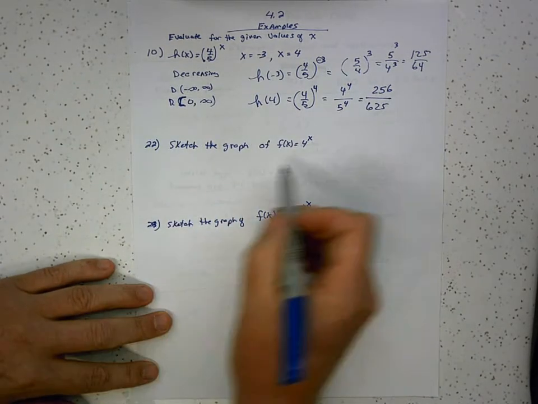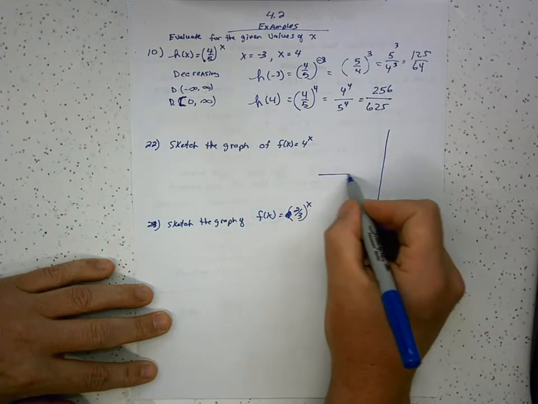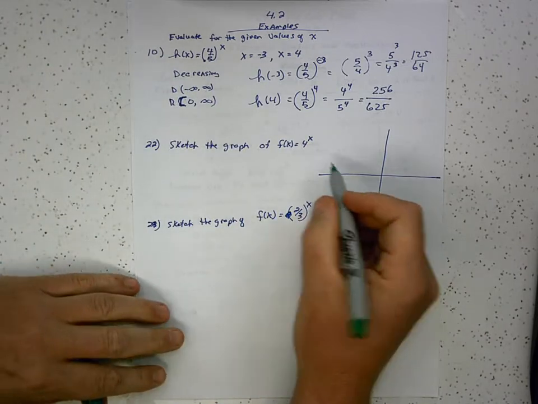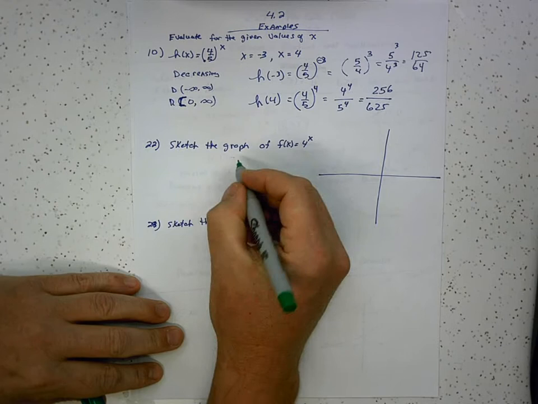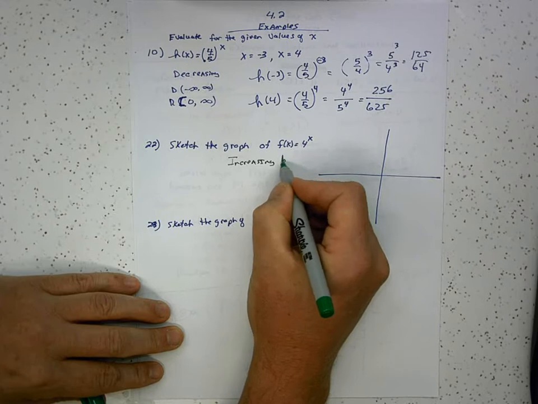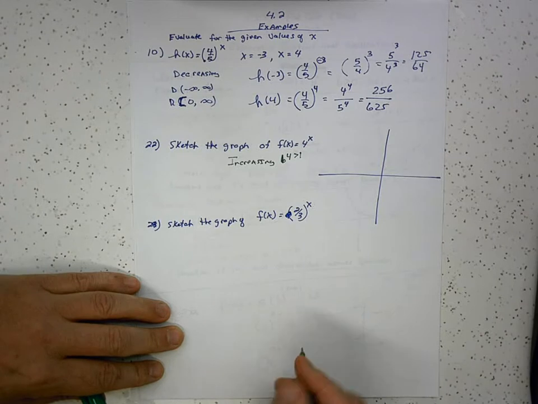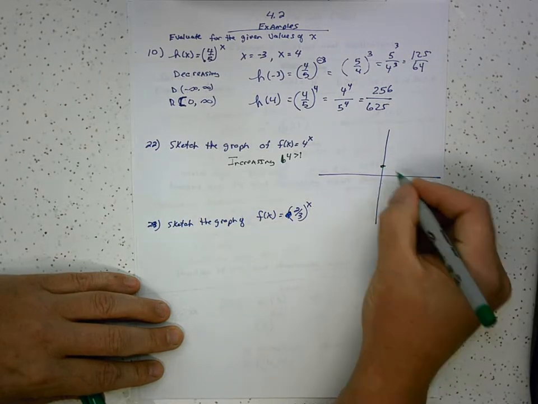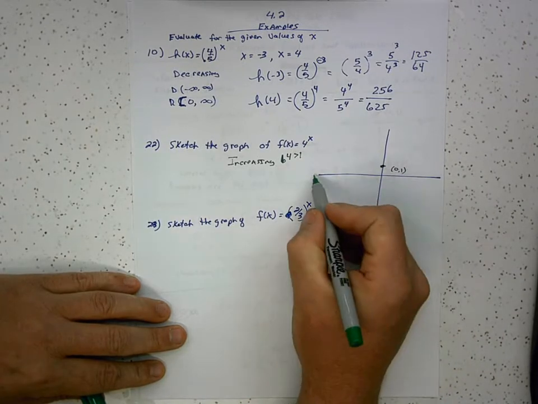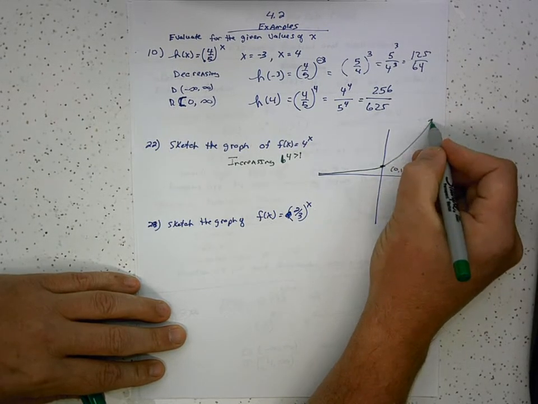Now, number 22. Sketch the graph of f of x equals 4 to the x. Now, when you sketch a graph, I want you to give me a couple of points. But we know that it's an increasing function, because 4 is greater than 1. B is greater than 1, so it has to be increasing. If x is 0, it's going to cross right there at 0, 1. We know that as it goes left, it's going to get close to the x-axis. As it goes right, it's going to go up.